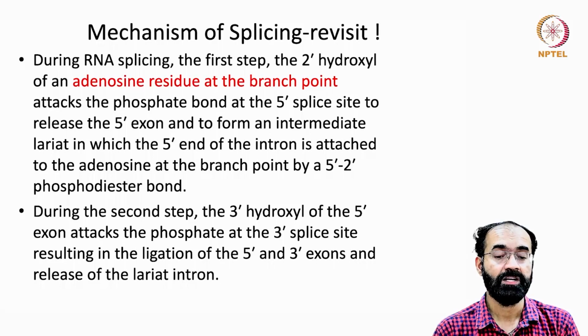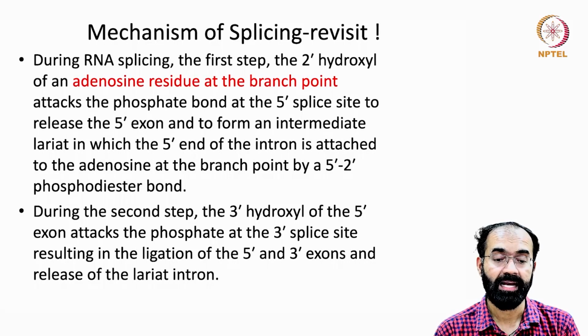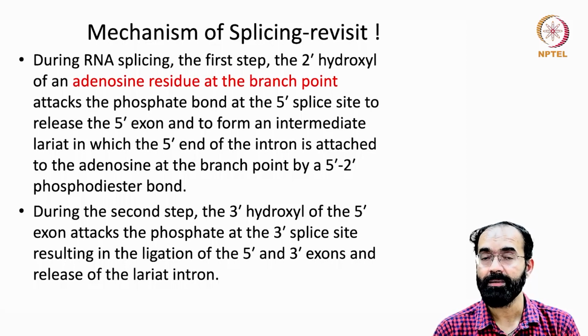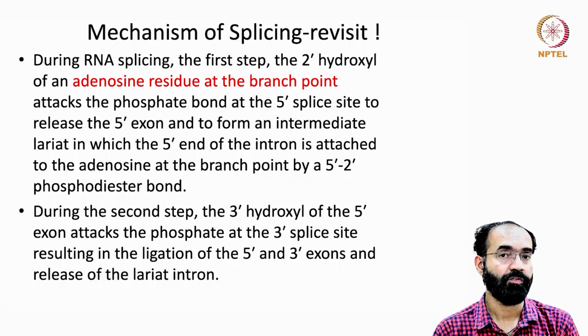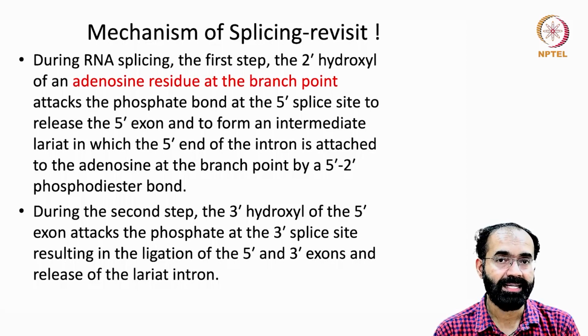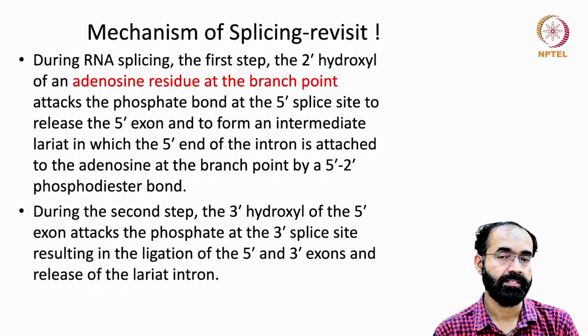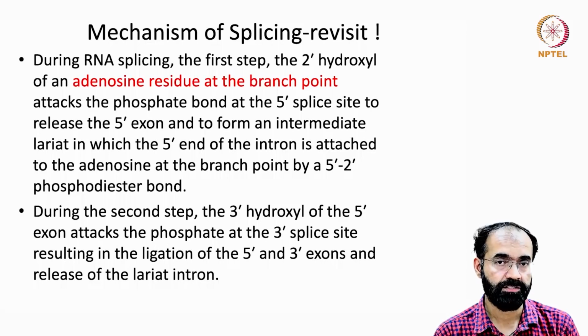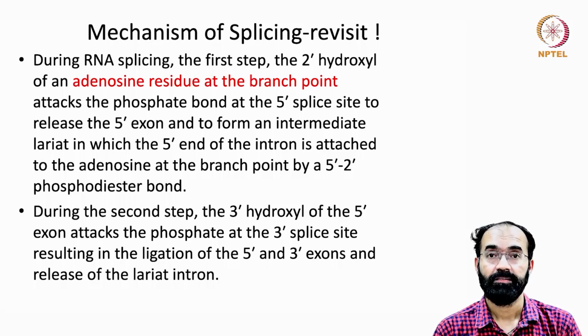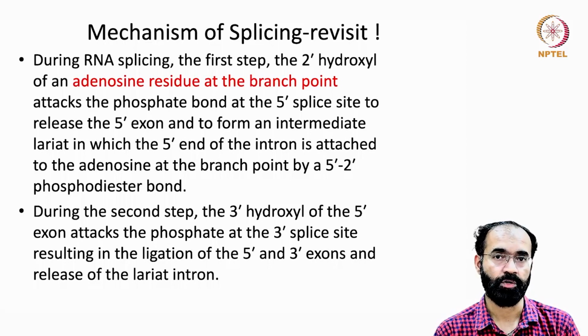The exon attacks the phosphate at the 3' splice site, resulting in the ligation of the 5' and 3' exon. Here comes the catch. Now the 3' OH of the 5' exon, where is it going to start its hybridization or its fusion or its ligation or its splicing? Where is it going to start? And wherever it is starting, it will include the portion as the intron.